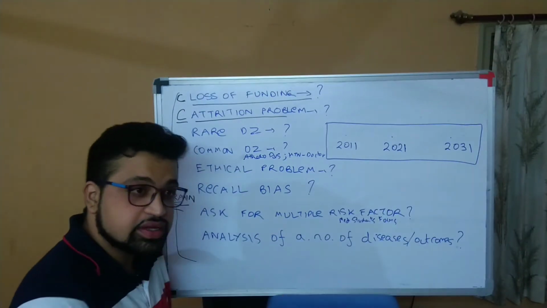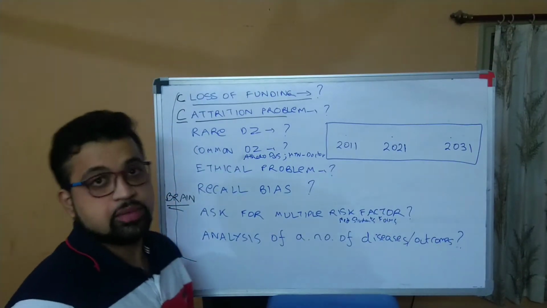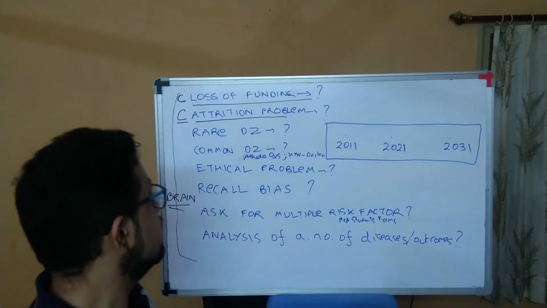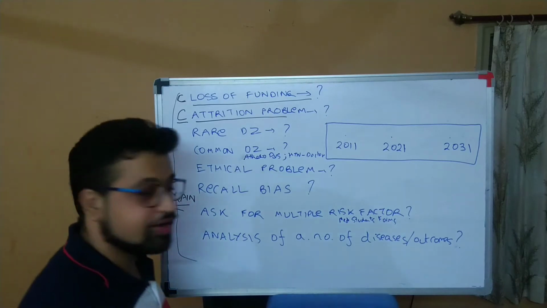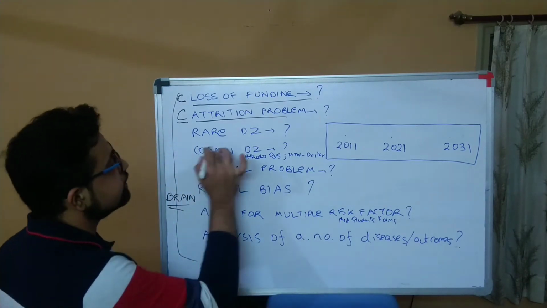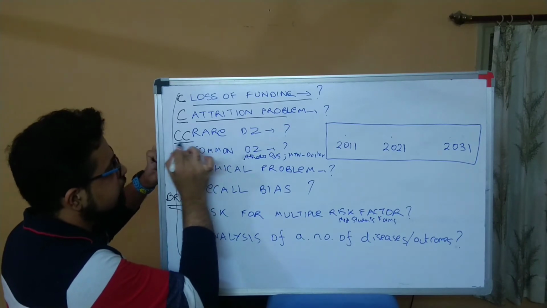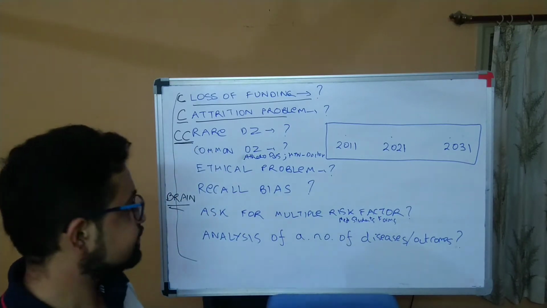In a cohort for a rare disease, you study for 10 long years, and still you might not get the disease. There is a loss of crores of rupees, and the director will get hell out of you, right? So what will you do in a rare disease? If you want to study, you go for a sure shot: you go for case control, right?